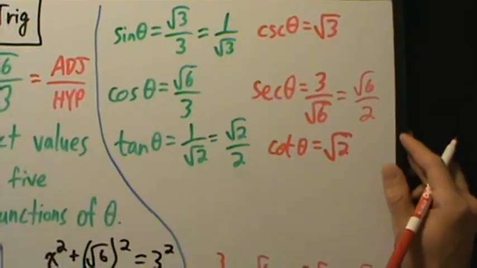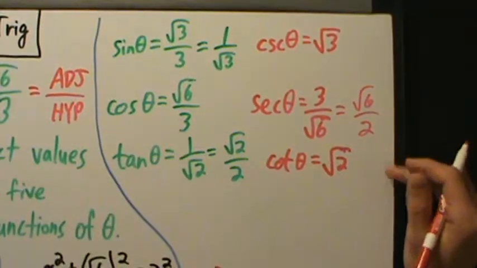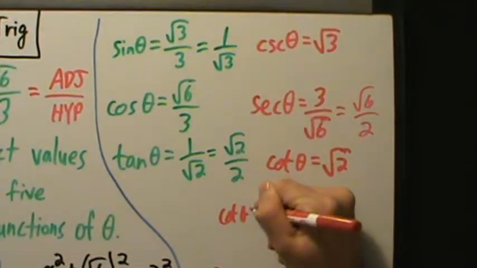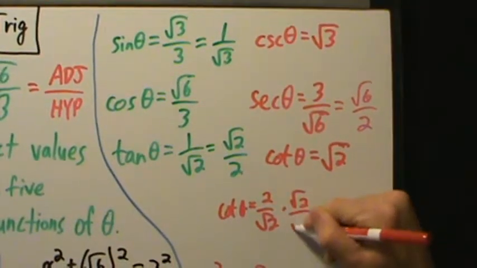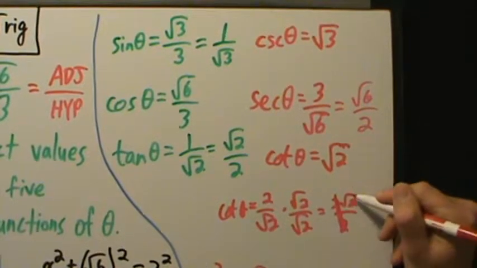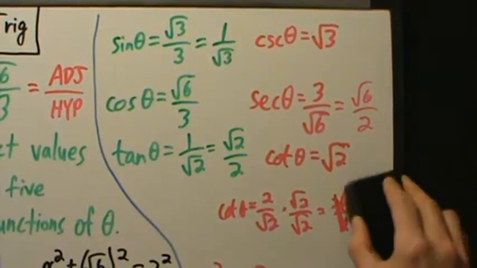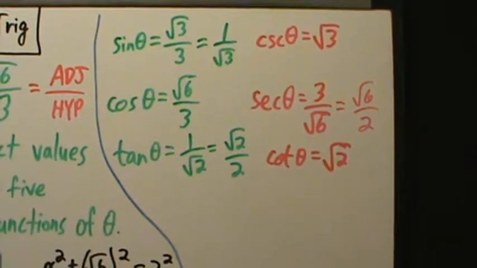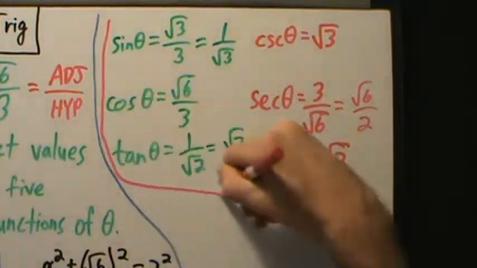Okay? Or just like with the sine of theta, if you wanted to use this one, root 2 over 2, then you would have cotangent theta equals 2 over root 2, and then you would rationalize the denominator, and then you would get 2 root 2 over 2. 2's would cancel, and you'd end up with root 2 anyway. Okay, so either way, cotangent of theta equals the square root of 2. Okay, so that's it for example 3, and this is the answer here.